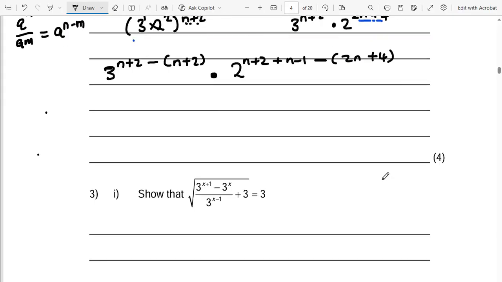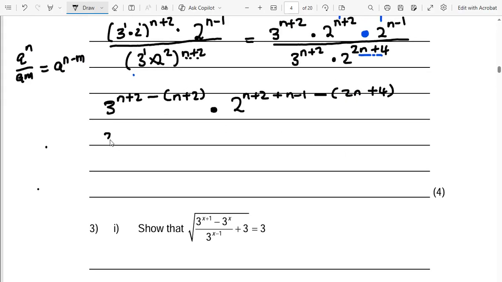What's next? Multiplying out of the bracket with the negative. So this will be 3 to the n plus 2 minus n minus 2 times 2 to the n plus 2. I just do one thing at a time. If I multiply out the bracket, I multiply out the bracket. You don't multiply out the bracket and add the like terms at the same time because you might make a mistake. So now let's multiply out the bracket by that negative. So this will be minus 2n minus 4. So now look at this. n and n cancel. 2 and 2 cancel. We are left with 3 to the 0.